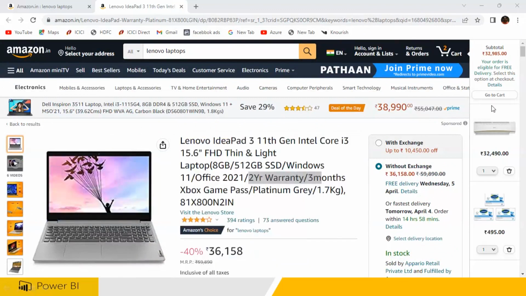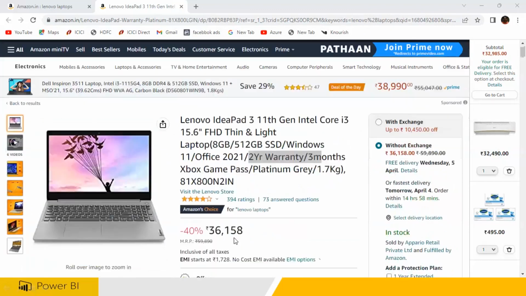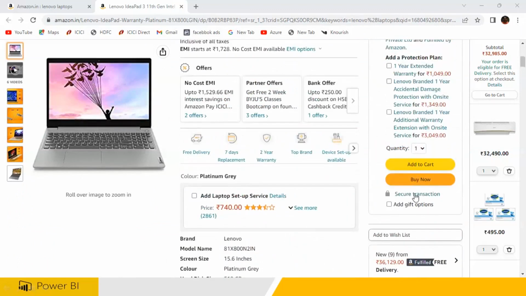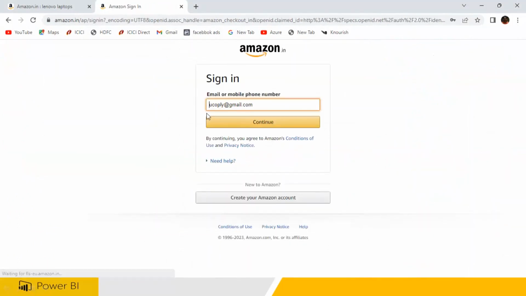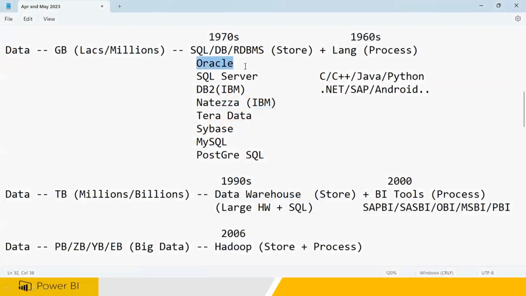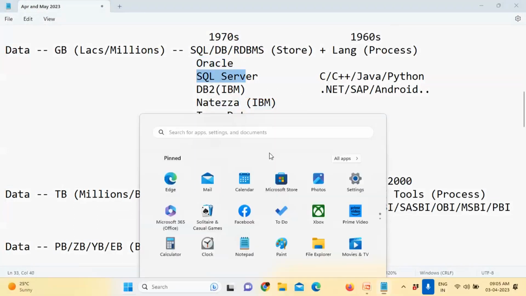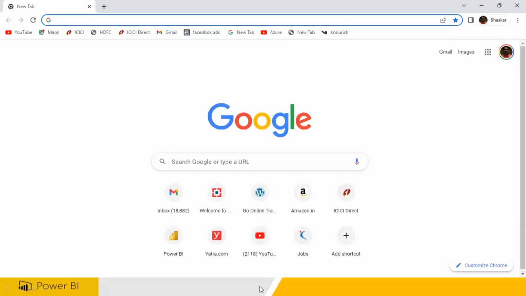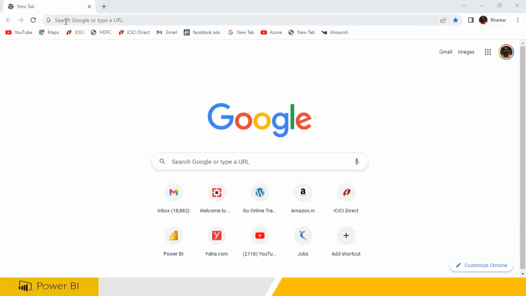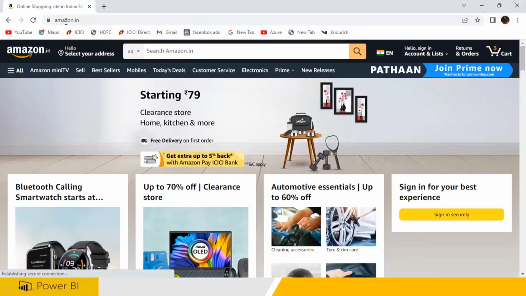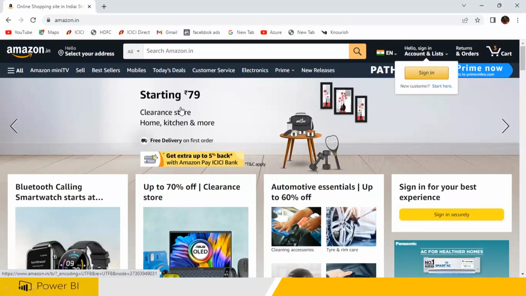If I want to buy the laptop, do you know where the data goes? For example, I click on Buy Now, and I give my email ID and everything. Now all this data will go and sit in either Oracle or SQL Server, because Amazon.com cannot store the data. It will be linked to a database, to one SQL.